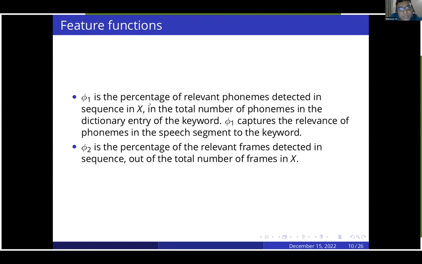So phi1 is the percentage of relevant phonemes detected in a sequence index in the total number of phonemes of the dictionary entry of the keyword. So this captures the relevance of the phonemes in the piece segment to the keyword. Phi2 is the percentage of the relevant frames detected in the sequence out of total. The difference between these two is that phi1 is the percentage of phonemes detected, and phi2 is the percentage of the frames detected.